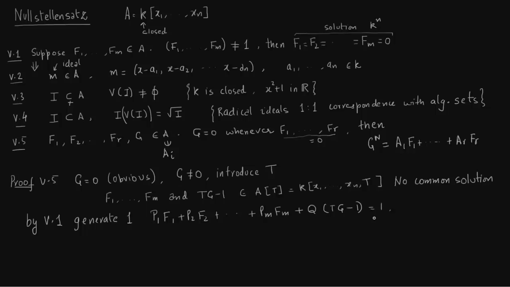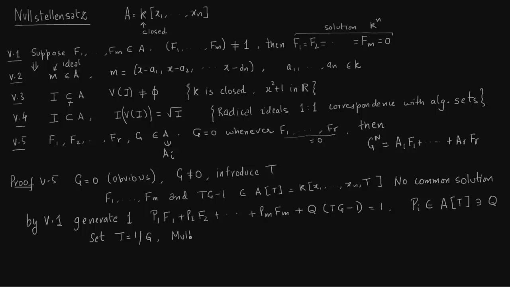So now set T equal to 1 by g in the formula. You notice that the Pi and Q are all elements of A_t. So you set T equal to 1 by g. Now if you do so, all these P's will have some denominators, and the denominators will be precisely in terms of g.